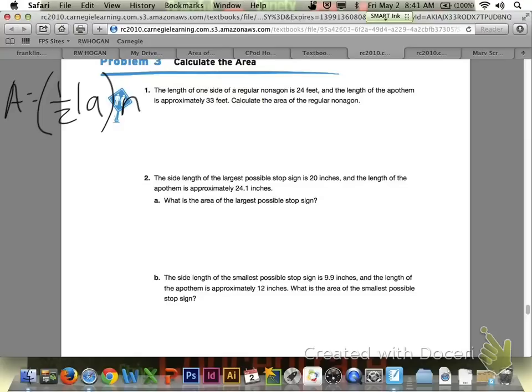I wrote the formula in order to find the area of a regular polygon on the screen so that you can refer to it. Make sure that you add this to your word map as well. This should be the final formula that you need to complete that. Go ahead and take some time to do number 1 and then number 2, A and B.